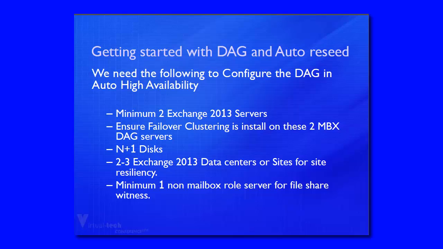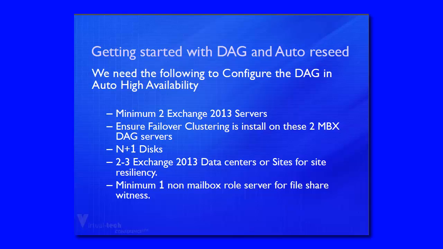Ensure failover clustering is installed on the 2 mailbox DAG servers. I'm just saying this because it will save some time if it is not already installed. Exchange 2013 is smart enough that it's going to install it. And the disk, I'm talking about auto-reseed here, so that we can achieve the auto high availability. So N+1, the number of database copies required, you need at least 1 extra disk so that disk can take its place when any disk fails. Make sure that disk has the same size as the database disk size.